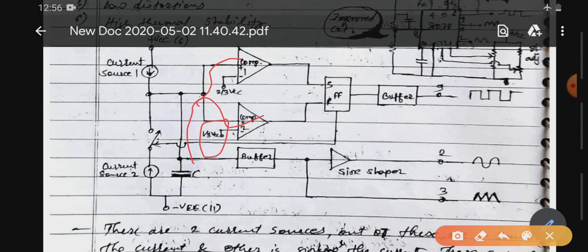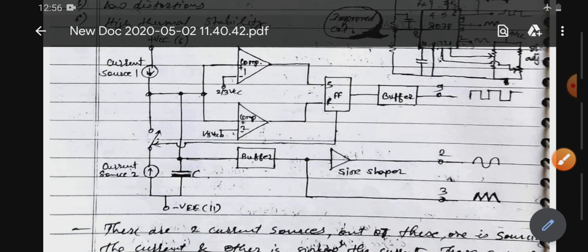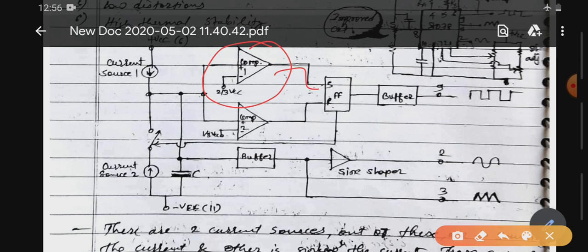So there is alternate charging and discharging by using current source 1 and current source 2. When there is charging, current source 1 charges the capacitor, and that capacitor voltage is compared by comparator 1, which sets the flip-flop. Whereas during the discharging, the capacitor voltage is compared with the 1/3 VCC reference voltage, and comparator 2 resets the flip-flop. Based on those set and reset commands, you will get the output as 0 and 1, that means a square wave through the buffer at pin number 9.